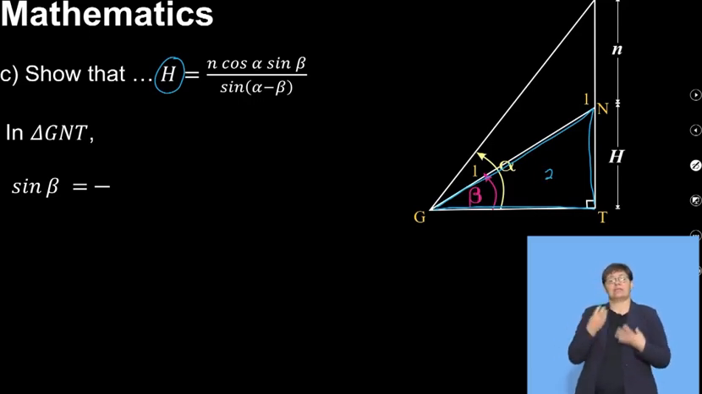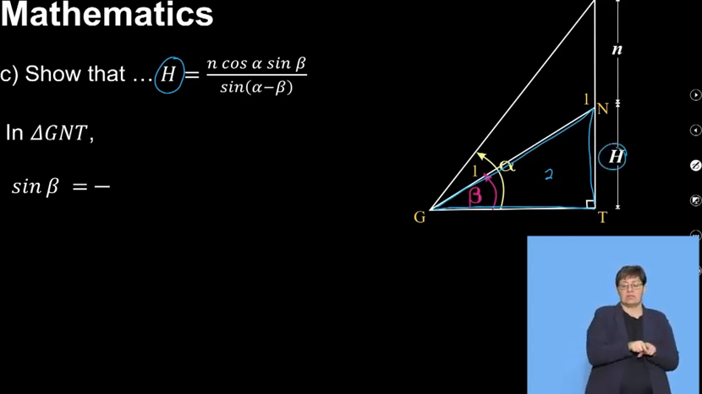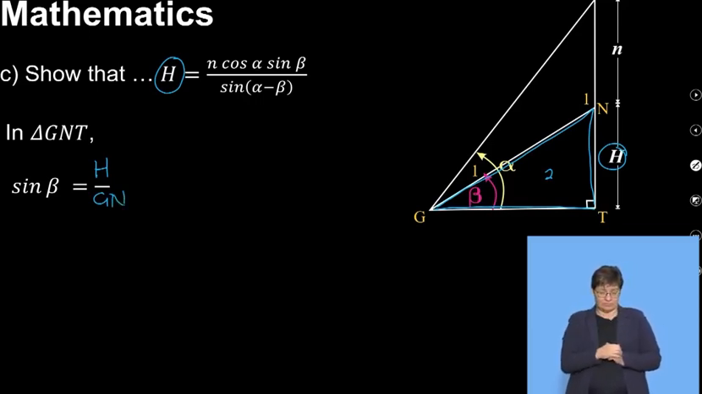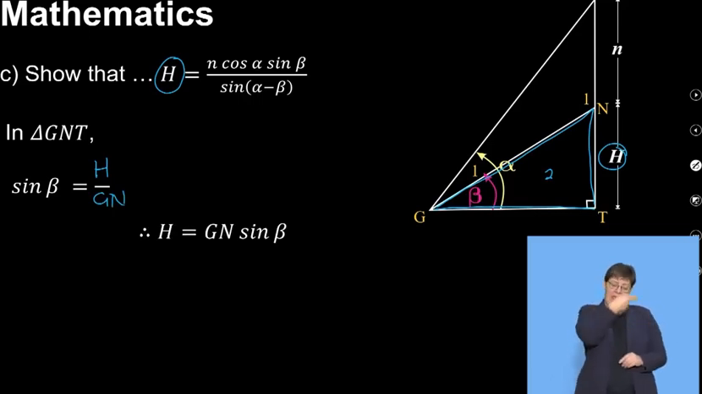We can try and find an expression for sine of beta. Sine of beta will be opposite over hypotenuse, so it's going to be H over the hypotenuse, which in that case was Gn. Now we're going to rearrange that. We make h the subject of the formula, just multiply throughout by gn. So we get h is equal to gn times sine of beta.